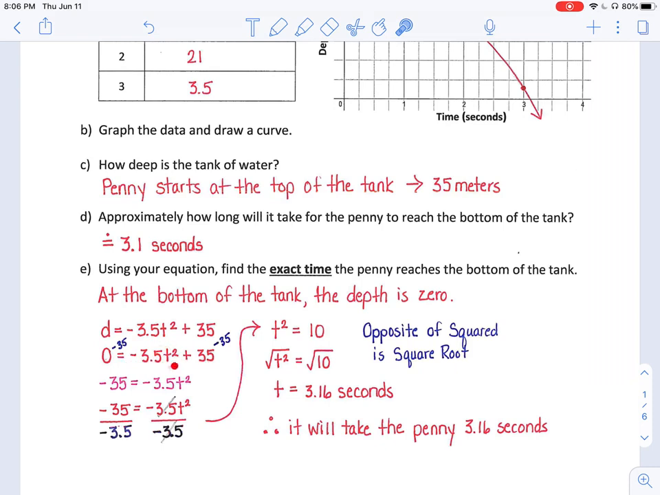Now we can solve for the value of t, or the exact time. And we do that by solving for the variable, right? Subtract 35 from both sides, opposite operation, and we end up getting a value of 3.16 seconds, right? So that is exactly how long it's going to take the penny to drop. And we are pretty close with our estimation simply by looking at the graph.